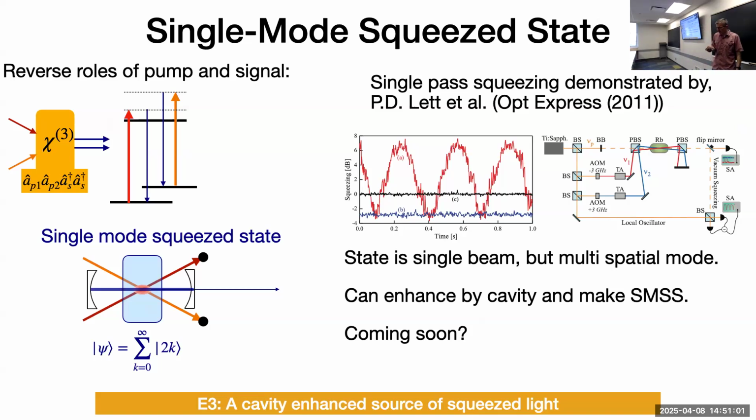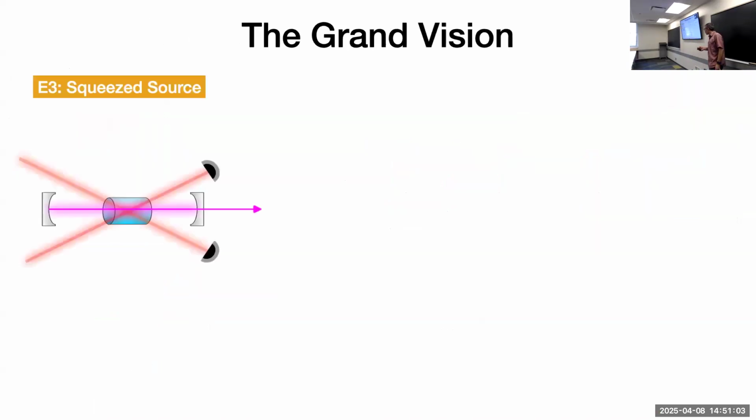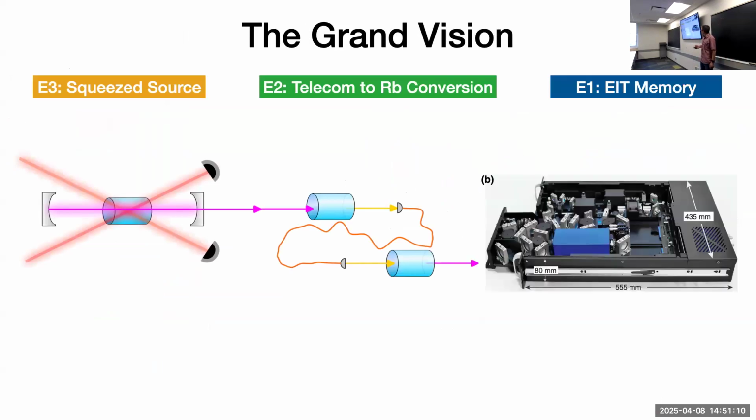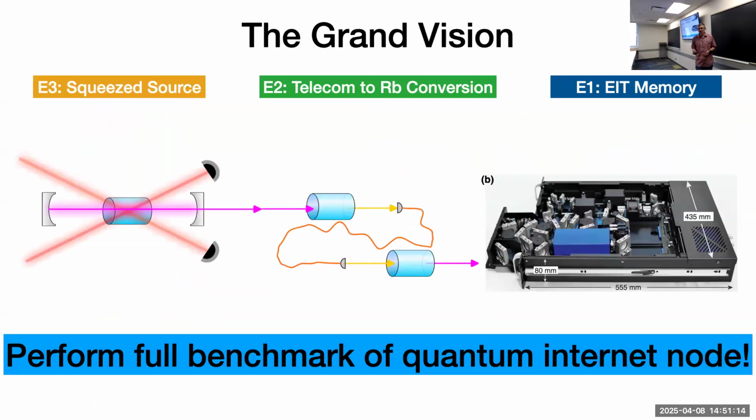So this leads to our grand vision of what we want to do over the next 10 years. We're hopefully ending at a single digit number, but who knows? We want to take that source, connect it to our conversion, put it to a quantum memory, and really test the node, the quantum internet node that we're actually making.